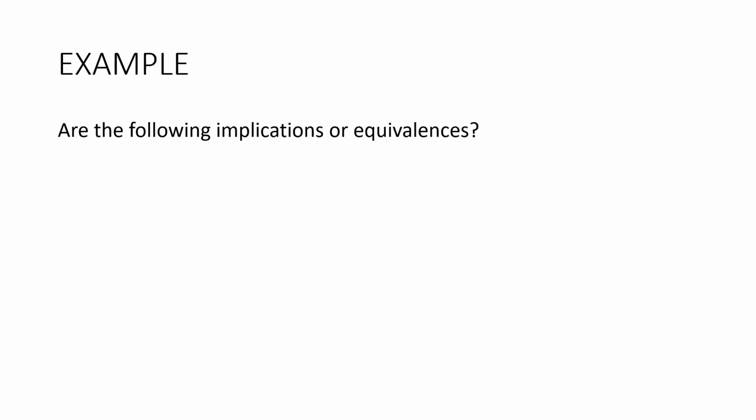Here's an example. Are the following implications or equivalences? If 2x is equal to 6, then x is equal to 3. Now that's a true statement. To figure out whether that's an equivalence or not, we need to look at the converse statement. So let's turn it around. If x is equal to 3, then 2x is equal to 6. That is also true. So therefore, this first one is an equivalence.